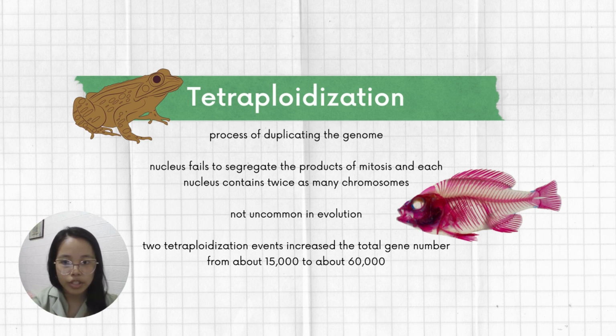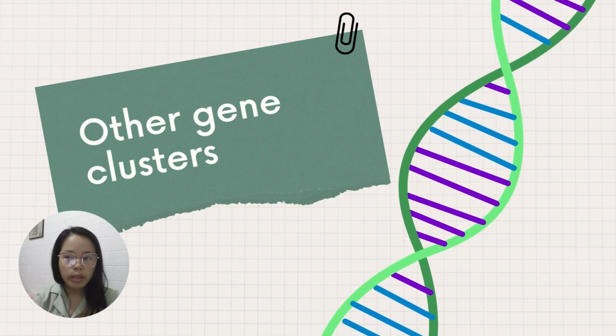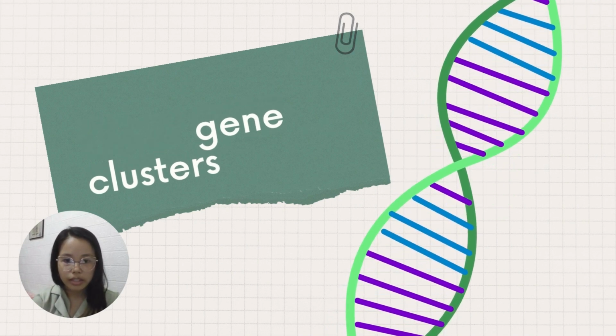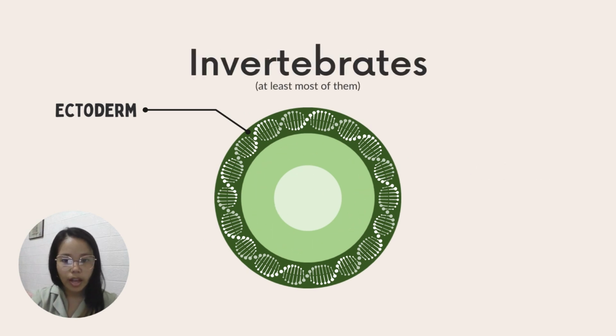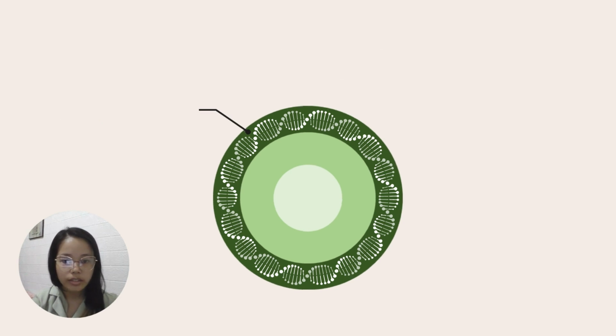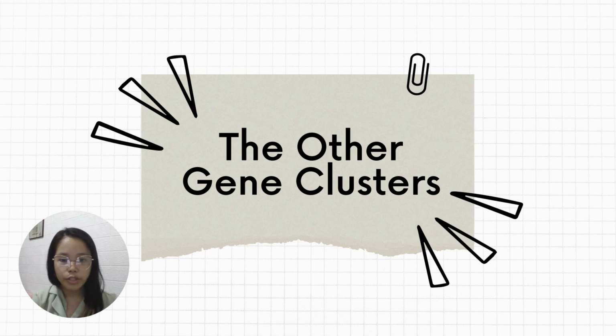This huge increase in potentially useful genetic material may have helped provide the opportunity for the spectacular adaptive radiation of the vertebrates. Now, we will be talking a bit about other gene clusters. So, Hox genes are present in all the germ layers of the vertebrates. However, for invertebrates, they are limited to the ectoderm. The other germ layers are controlled by other gene clusters. So, what are the other gene clusters?